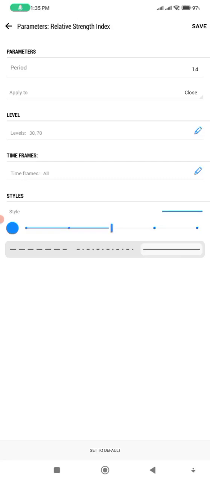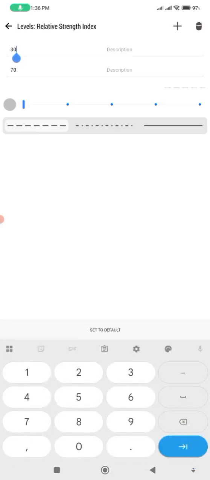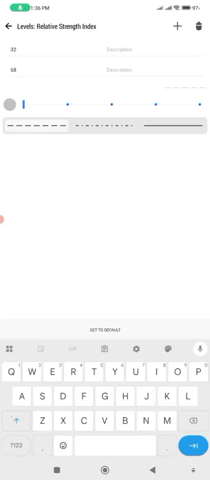Now, for perfect entry, look for an RSI reading that is accurate. This is what we're going to do. We're going to change the period to 13. And then the levels, we're going to change to 32 and 68. Now, when you get here, we click buy, and here we click sell.